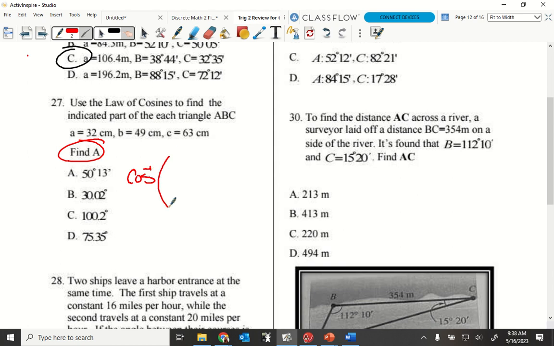which is 32 squared. It's on your paper. 32 squared minus 48 squared, minus 63 squared, over negative 2 times 49 times 63. Yeah, so continue with it and put it in your handy dandy calculator.